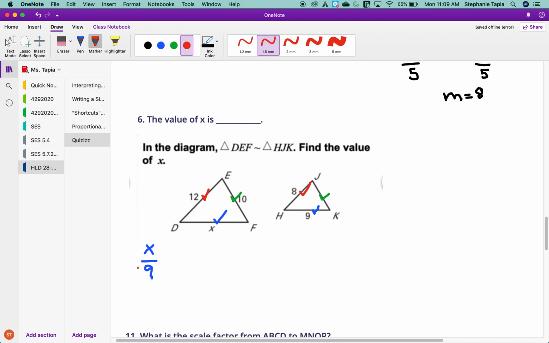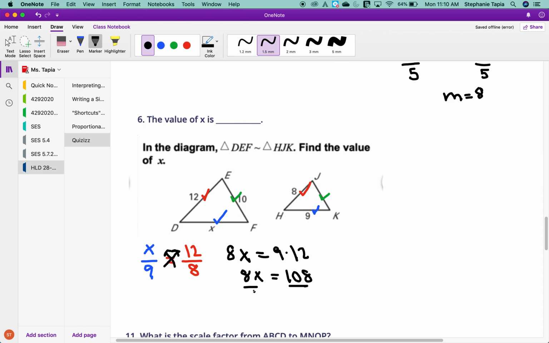So x is to 9 the same way that 12 is to 8. And again, once you have that set up, proportion, cross multiply, and that's going to be 8x is equal to 9 times 12. And 9 times 12 is 108. X is equal to, well, first you have to divide by 8 on both sides.